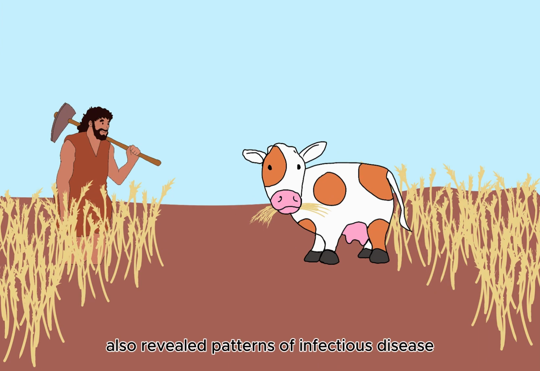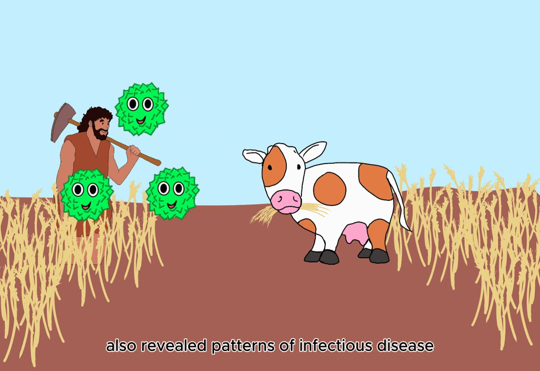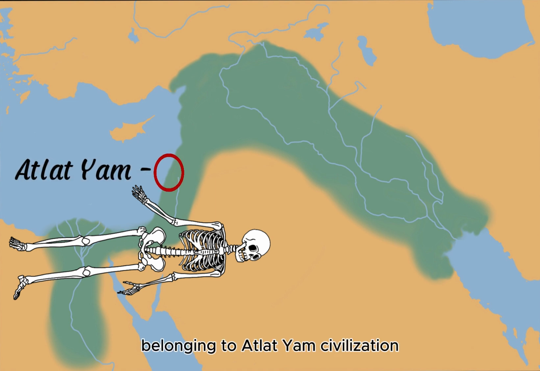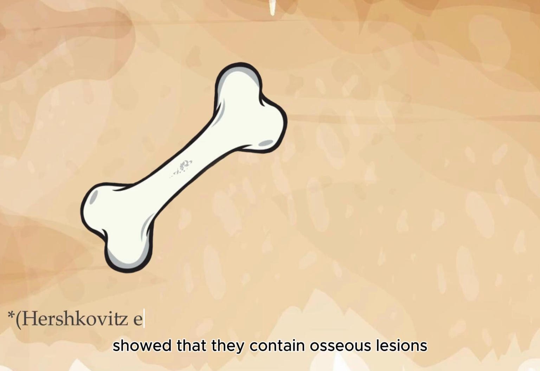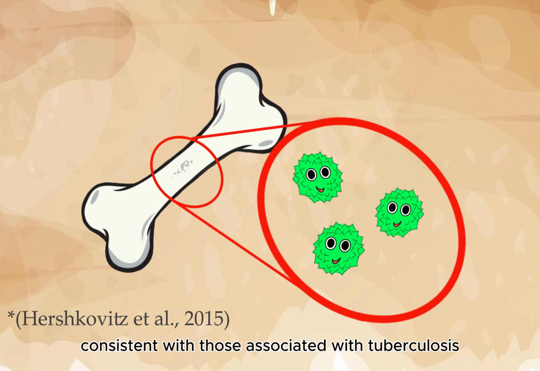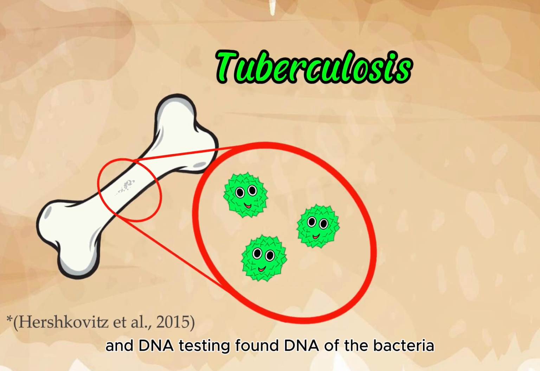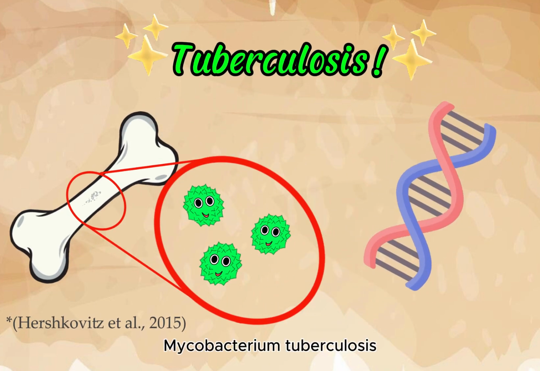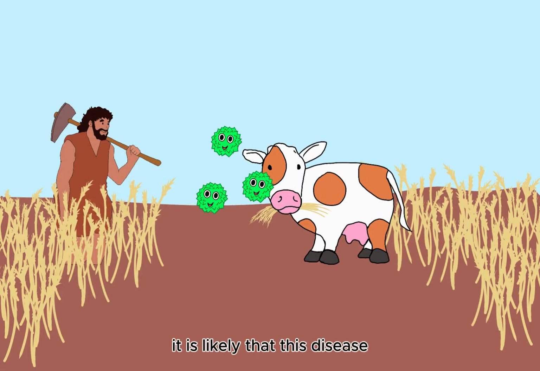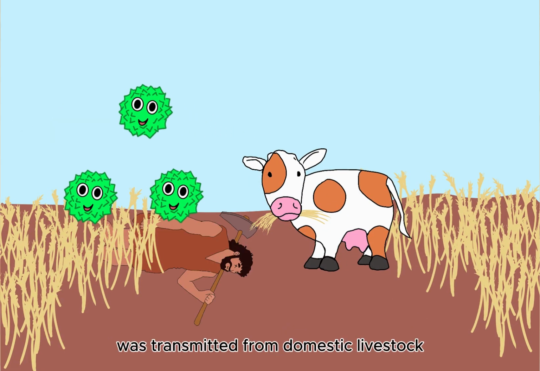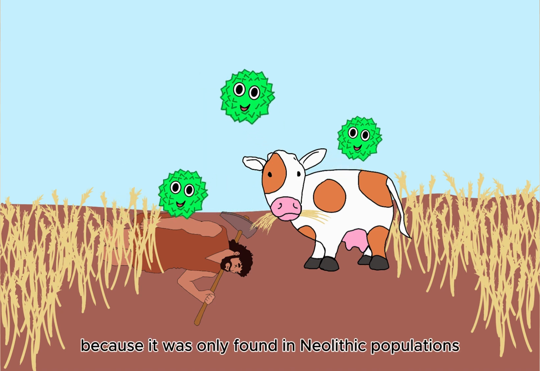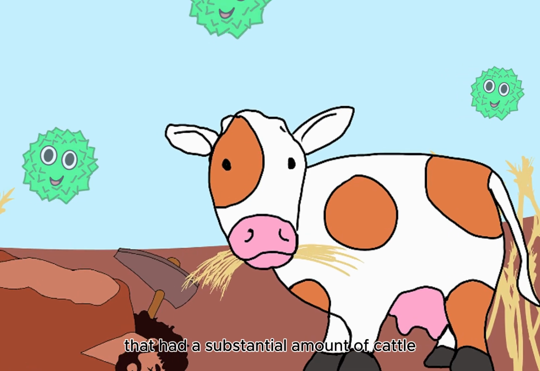Neolithic remains also revealed patterns of infectious disease. Analysis of ancient skeletons belonging to the Atlit Yam civilization showed that they contain osseous lesions and abnormalities consistent with those associated with tuberculosis. And DNA testing found DNA of the bacteria responsible for the disease, Mycobacterium tuberculosis. It is likely that this disease was transmitted from domestic livestock because it was only found in Neolithic populations that had a substantial amount of cattle.